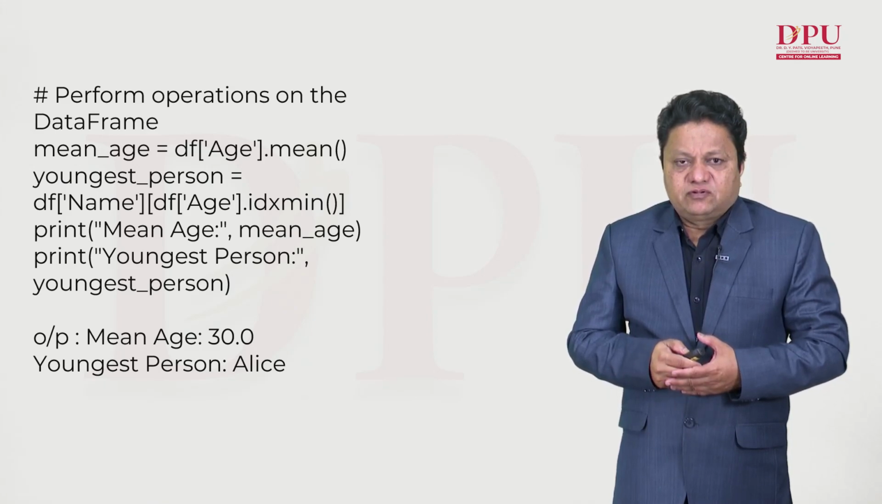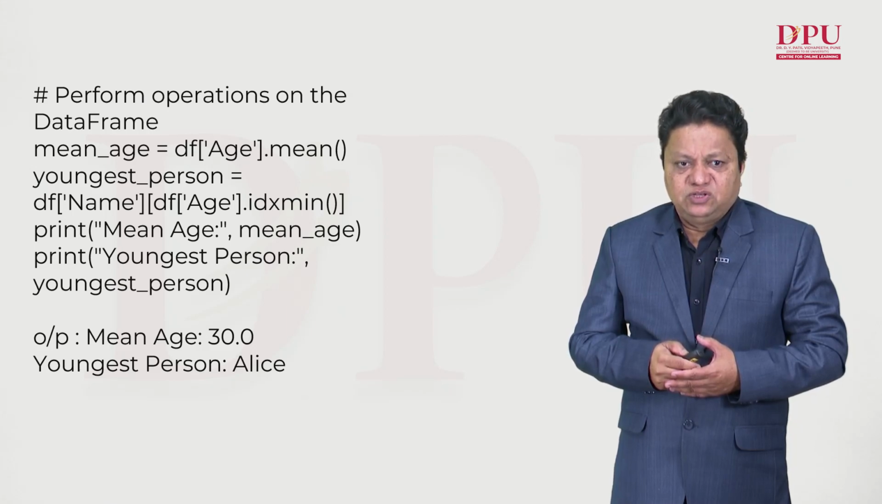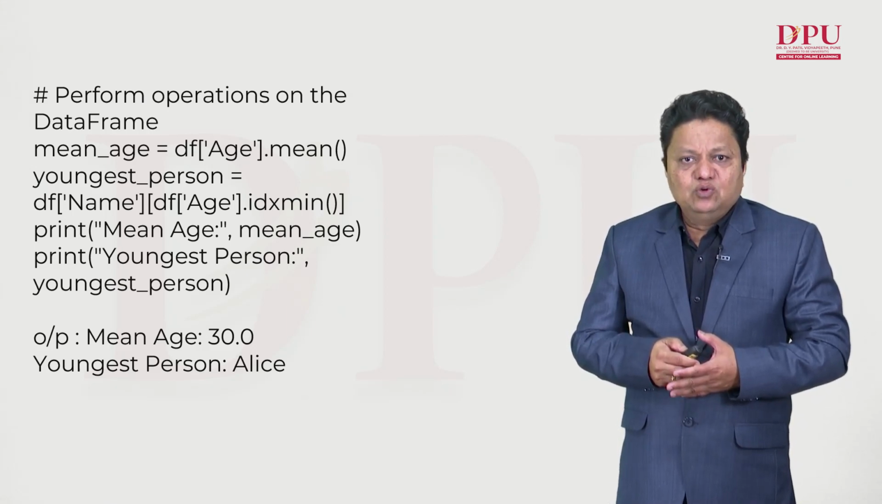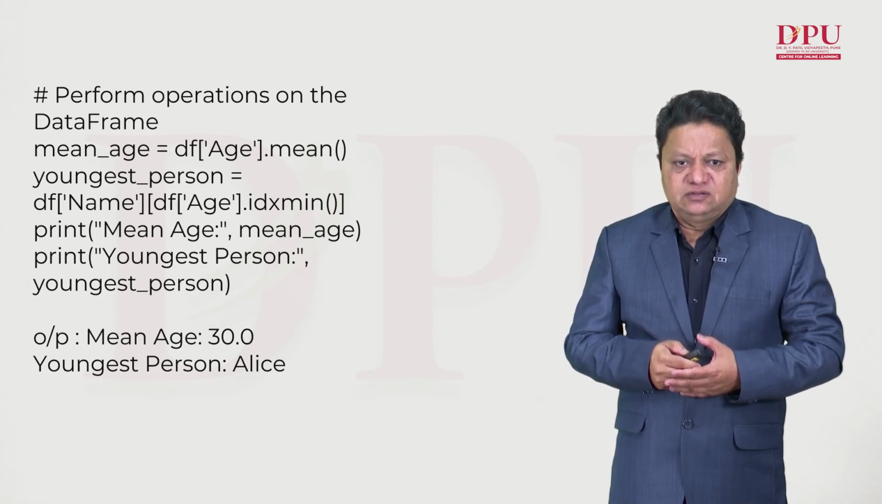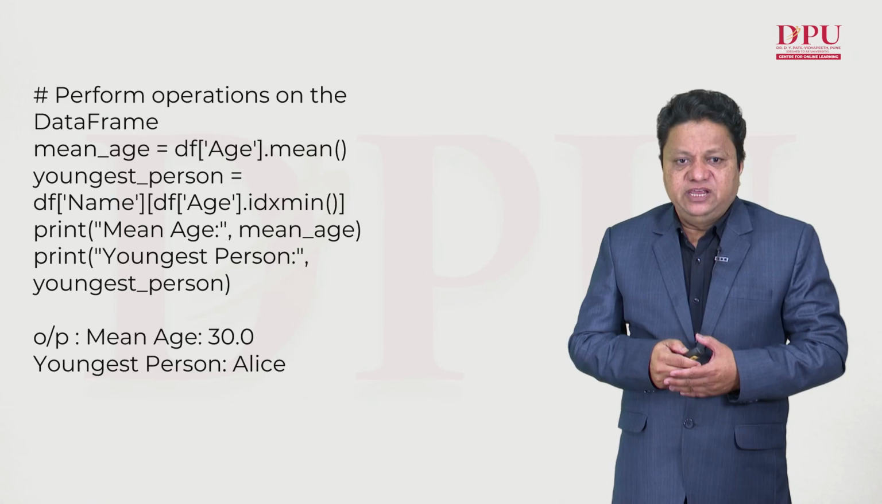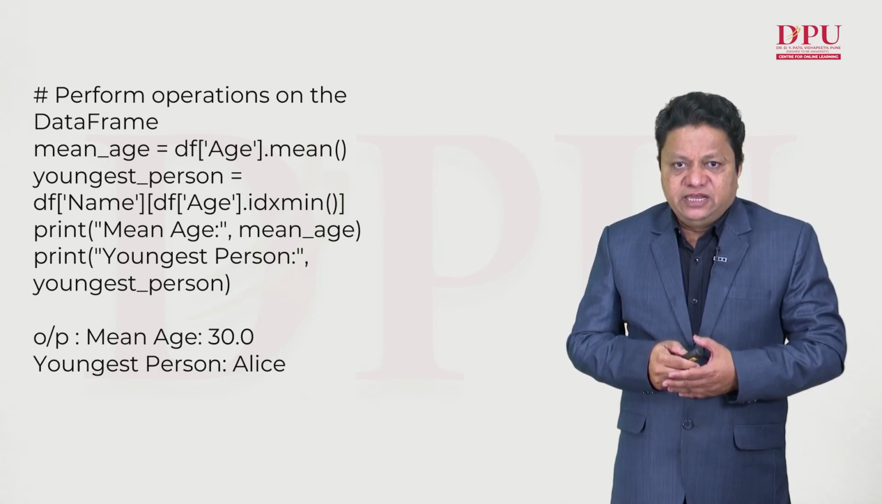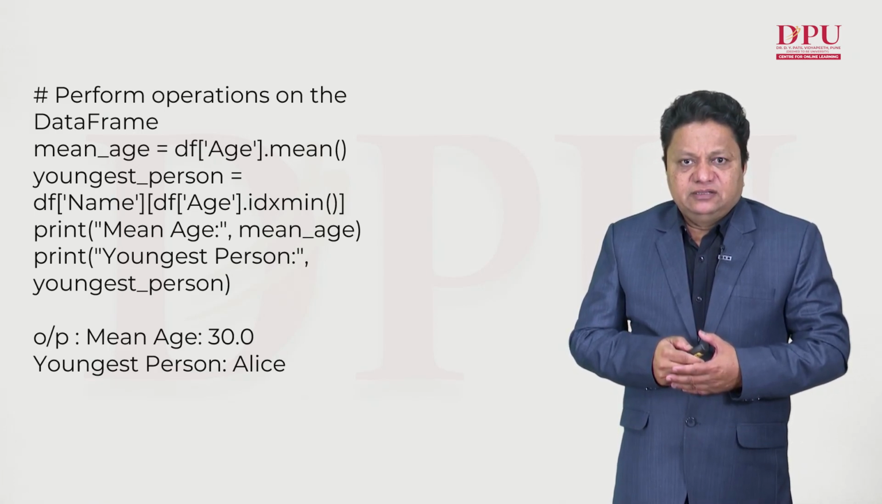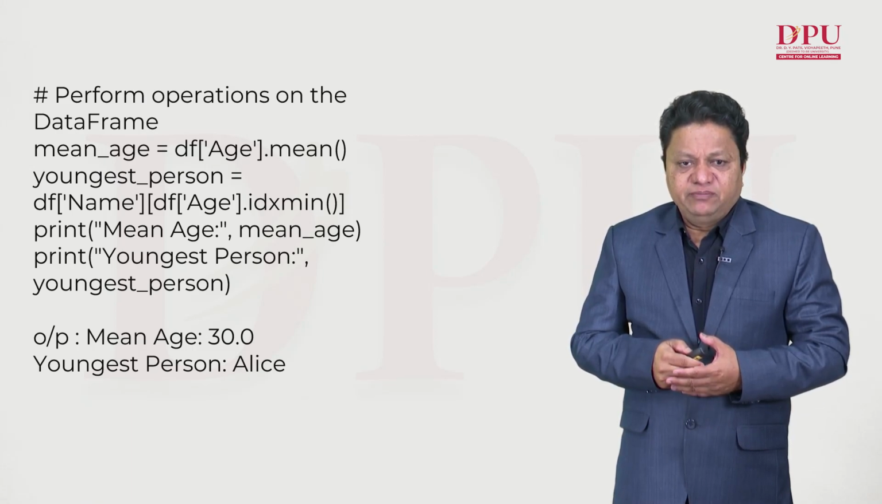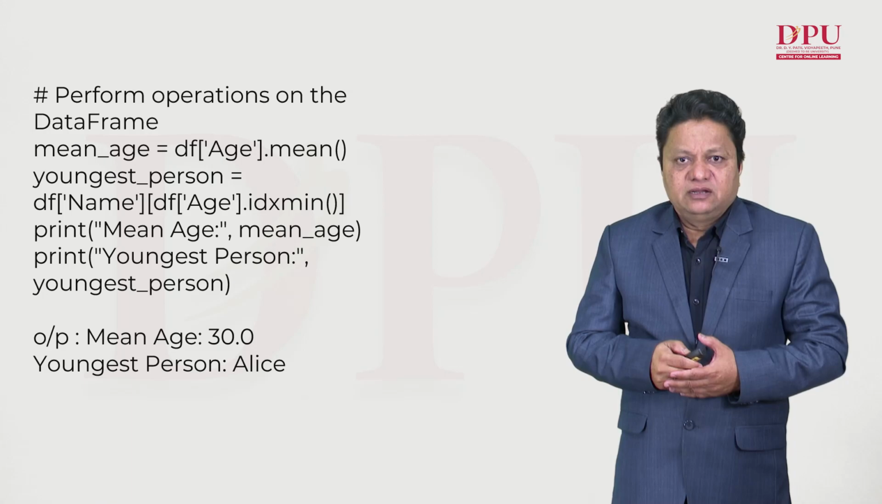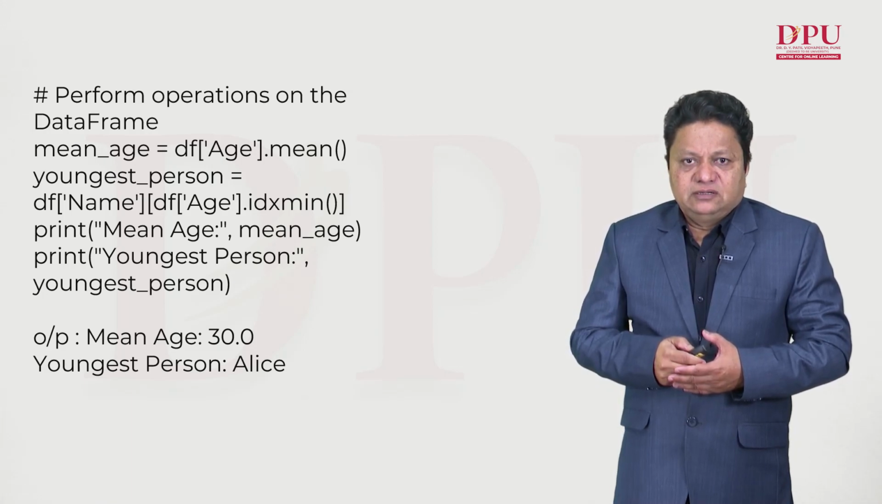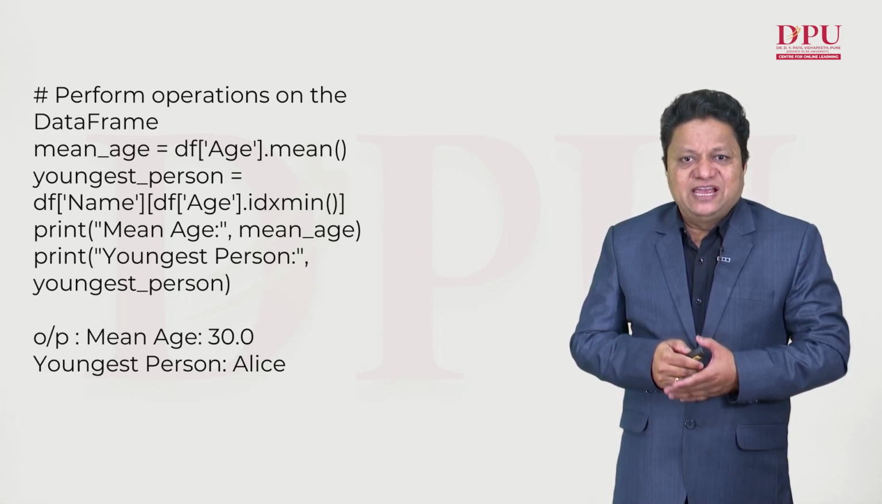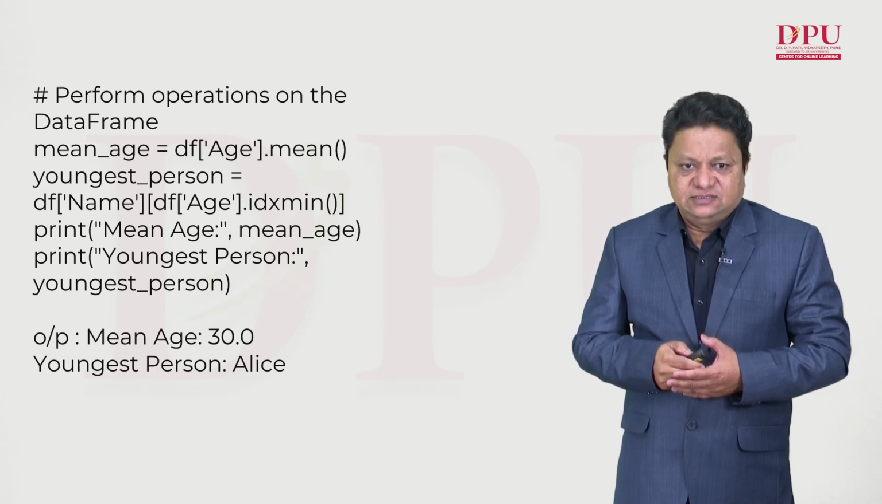Again, from age I need to find out the idxmin function. So, here I have to use the idxmin function on the data frame df from the key age. So, from the key age I am finding the minimum age of the data frame, and I am also finding the name of the person whose age is less.